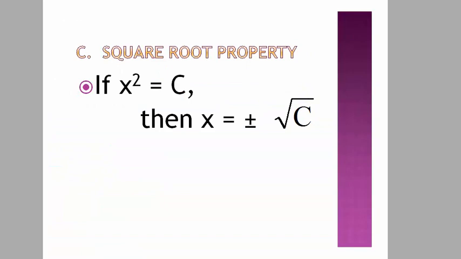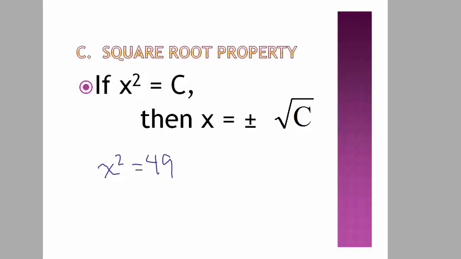Now let's talk a little bit about the square root property. The square root property says if I have x squared equals c, so that's what I'm given, x squared equals c, then x equals plus minus the square root of c. So for example, if I said x squared equals 49, then what are my possible values for x?